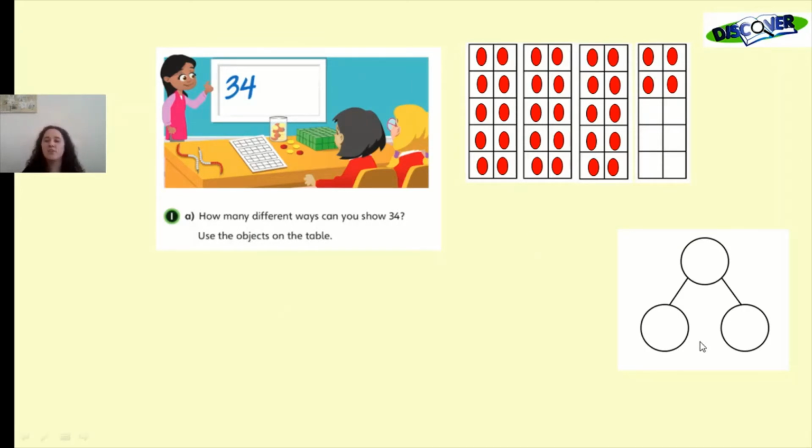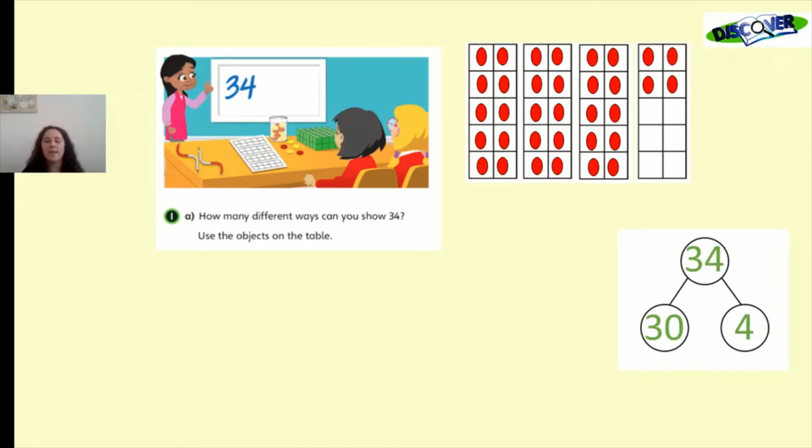Right, now we could use our part whole model. To do this, we could put in 34 as our whole. Do you have an idea of what our 2 parts could be? Well done. We could again put it into tens and ones. So we could put 30 here and 4 here. 30 is 3 groups of 10, and then these are the 4 ones.